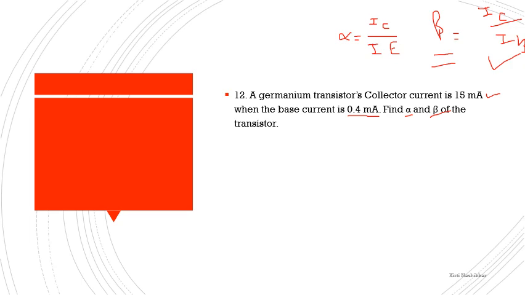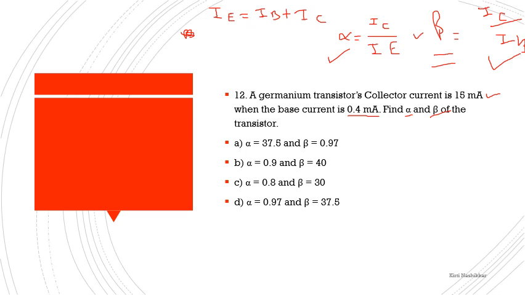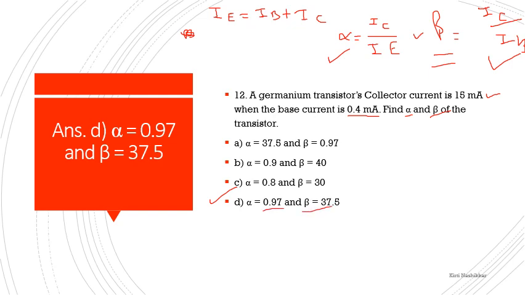Okay, so either we can find out beta first by using this formula, and then by using the relation between alpha and beta, we can find out alpha, or we can just calculate the value of emitter current by using this formula, which is IE equals to IB plus IC, and then simply put the values of each and every current in these formulas and we will get the answer. So after doing this, the answer that we are getting will be this one, option D, alpha equals to 0.97 and beta equals to 37.5.